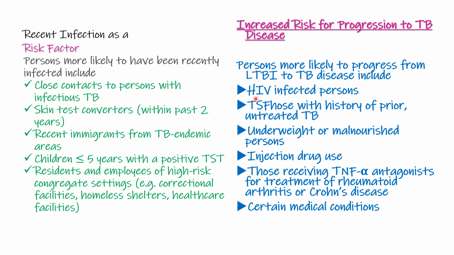Mostly it's patients who are infected with TB, patients who were in the latent phase and were not treated, underweight or malnourished patients, patients who use injection drugs, those who are receiving TNF alpha antagonists, which are immunosuppressive drugs, and patients with certain medical conditions. In addition, patients who are less than 5 years old.